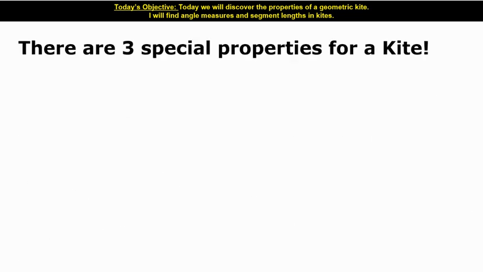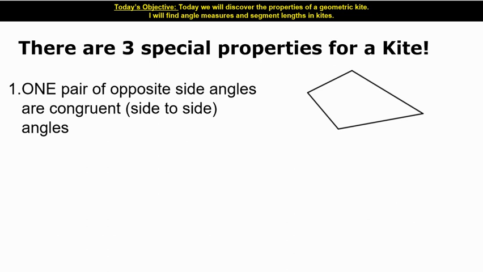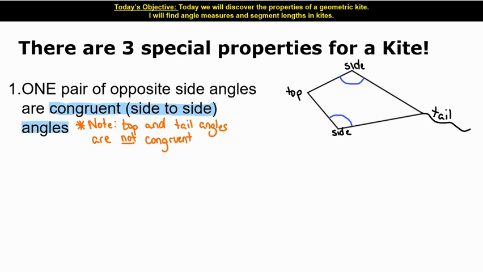There are 3 special properties for a kite. The first one is one pair of opposite side angles are congruent, specifically the side-to-side angles. So when I look at my kite, I want to make sure I identify my tail and my top so that I can find my sides. Those side angles will have the exact same measurement. It's important to note that it only applies to your side-to-side angles. Your top and your tail angles are not congruent. So my top angle is going to be marked differently, and my tail angle will be marked differently.